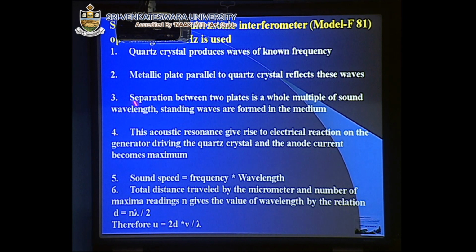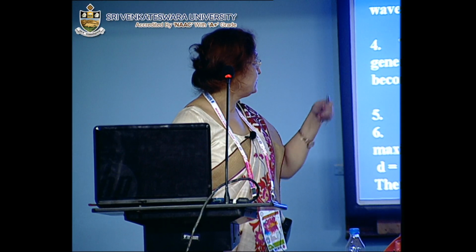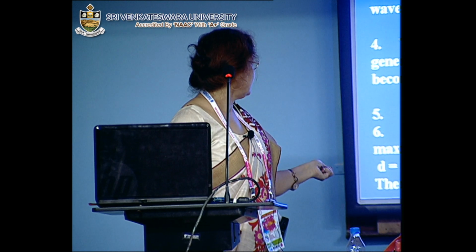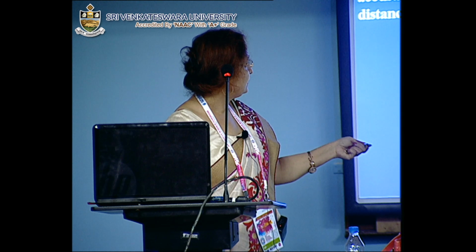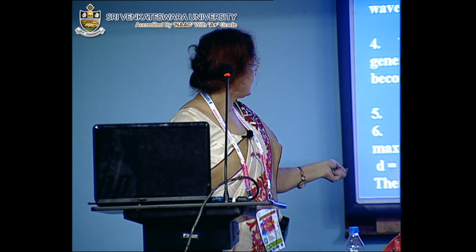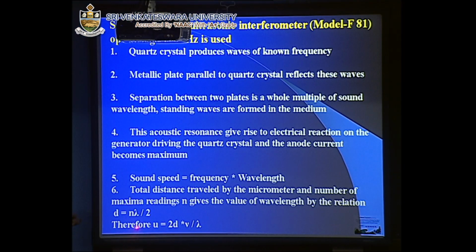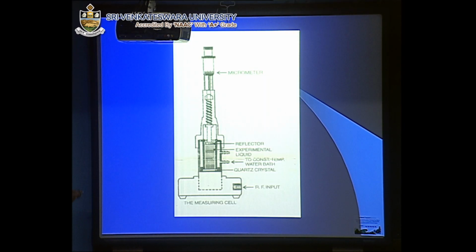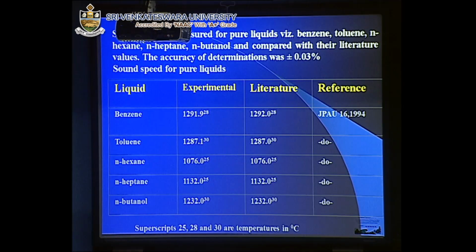This is how we calculate the sound speed. The instrument we are using operates at 2 megahertz as the applied frequency, and sound speed is frequency times wavelength, and distance traveled is what I said. Then acoustic resonance takes place, an electric reaction is generated, and this is shown as a deflection in the meter, and the distance traveled by the screw is known, and then U is calculated by this formula. And this is a circuit.